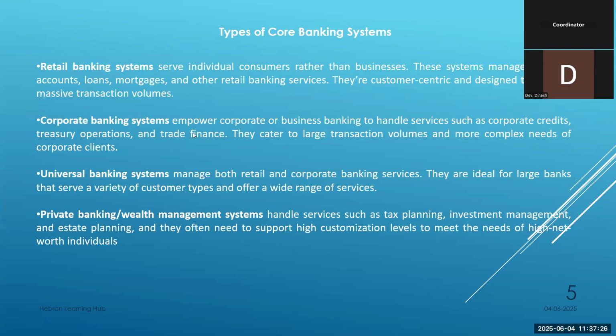Types of core banking system: retail core banking systems, right? These are for individual customers. Corporate core banking systems is for large corporates. They cater to large transaction volumes. Universal banking systems are common for both retail and corporate banking services. Private banking and wealth management services provide services such as tax planning, investment management, and estate planning. These are very important different systems, but these are all combined into a single system. There are multiple systems, but all of them are combined together to form a single core banking system.